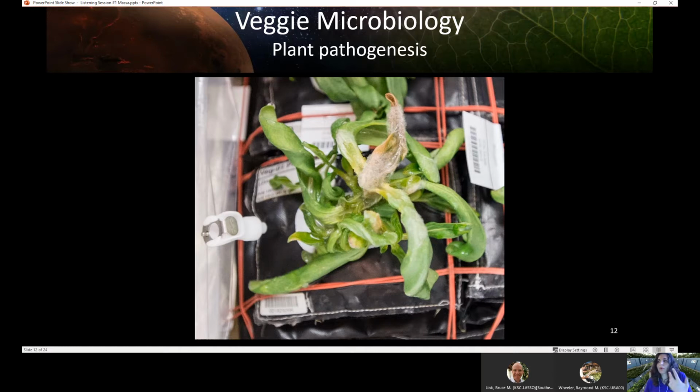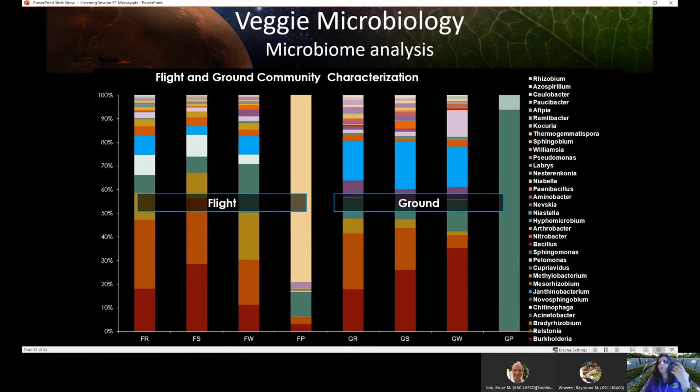This is not something that we want to happen, because it then gets really, really hard to clean out of your spacecraft in the future. So we have to keep this from happening and keep our plants healthy. We do a microbiome analysis, a community analysis on a lot of the plant samples that are returned. And here you can see the community characterization from one of the earlier Veggie flights of lettuce.